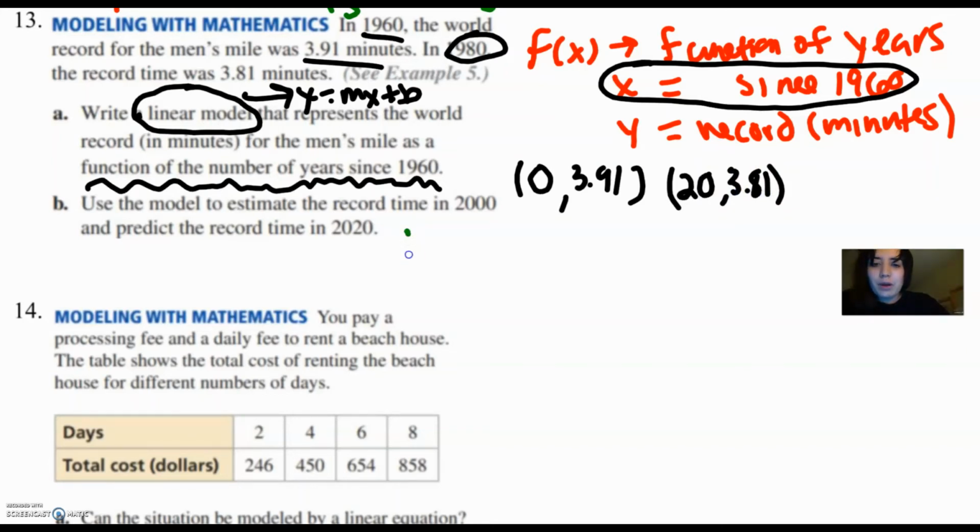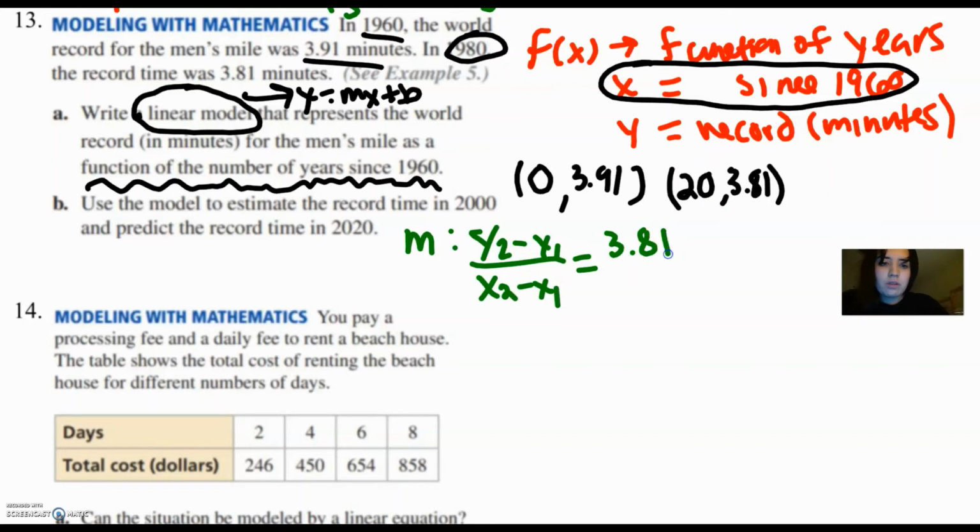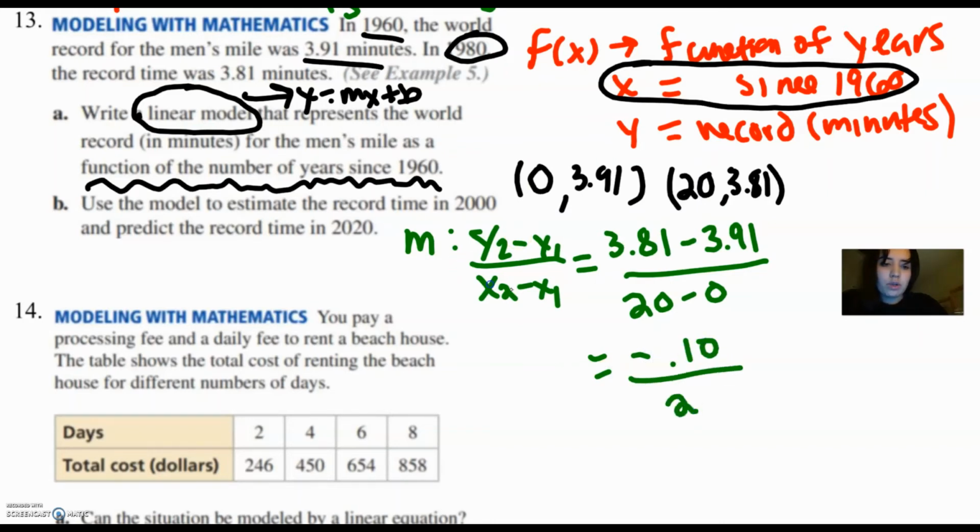So just like every linear model, linear equation, we need slope. So how do we find slope from 2 points? We're going to use our formula, y2 minus y1 over x2 minus x1. We're just going to plug in our values. 3.81 minus 3.91 over 20 minus 0. This gives us a negative 0.10 over 20, which when dealing with real world situations, we just divide that out and make it negative 0.005.